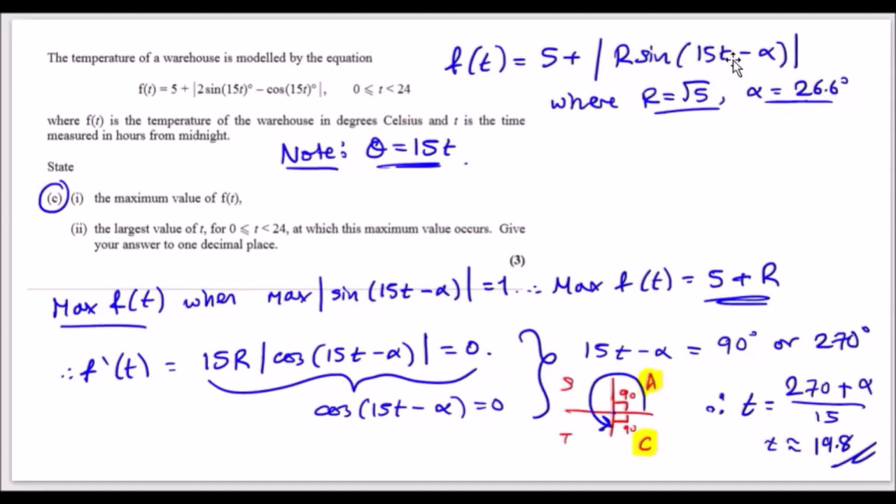So all of this is 1, and because you've got r, you can take r outside, so it'll be r times 1, which is just r. So the maximum value of f(t) is 5 plus r, or 5 plus root 5.